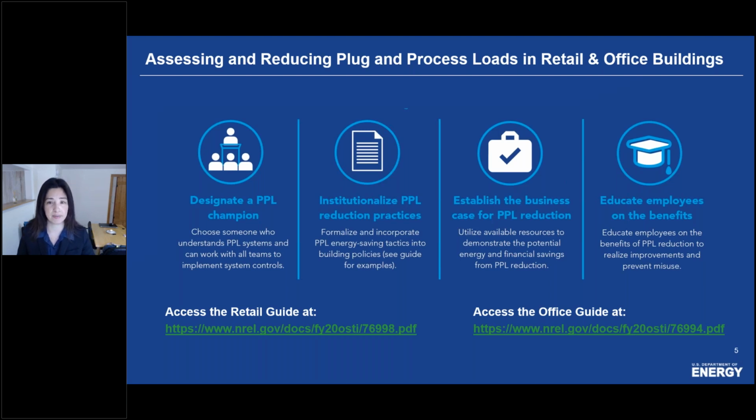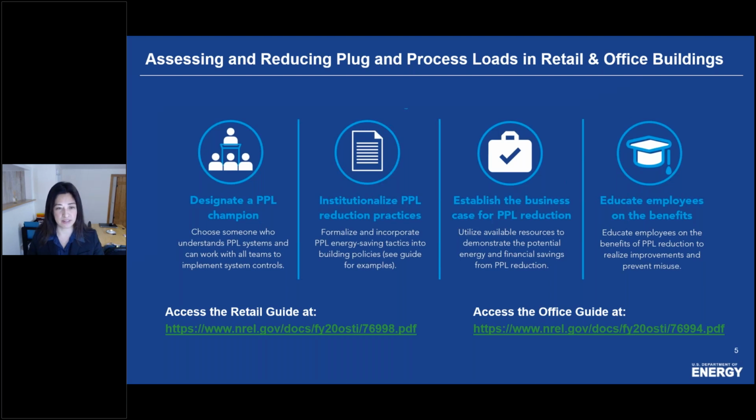The first one is to designate a PPL champion. This is the person who's going to be in charge of leading the strategy development and the strategy implementation in your buildings to make sure that the PPL strategy gets communicated to all the stakeholders. The next best practice is to institutionalize PPL reduction practices. So this is formalizing and incorporating PPL energy saving tactics into your building policies. The third one is to establish the business case for PPL reduction. This is making sure that the business case will show your management that you're going to be saving energy, potentially money, and actually provide some asset management to some of the plug-in electric equipment that you have in your building.